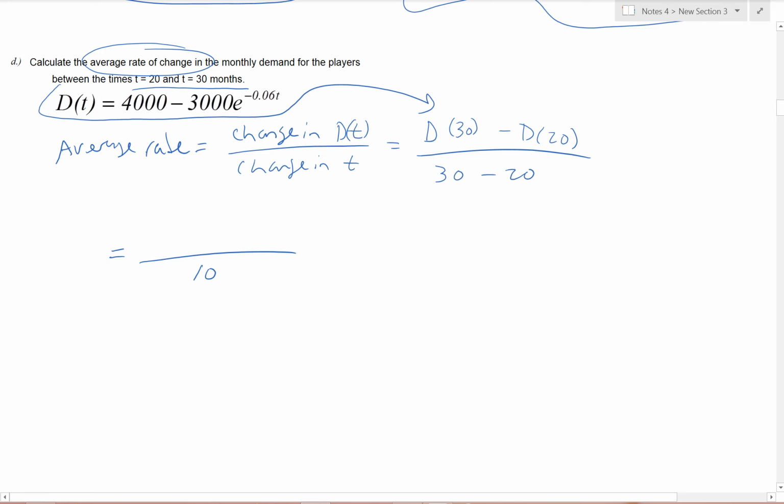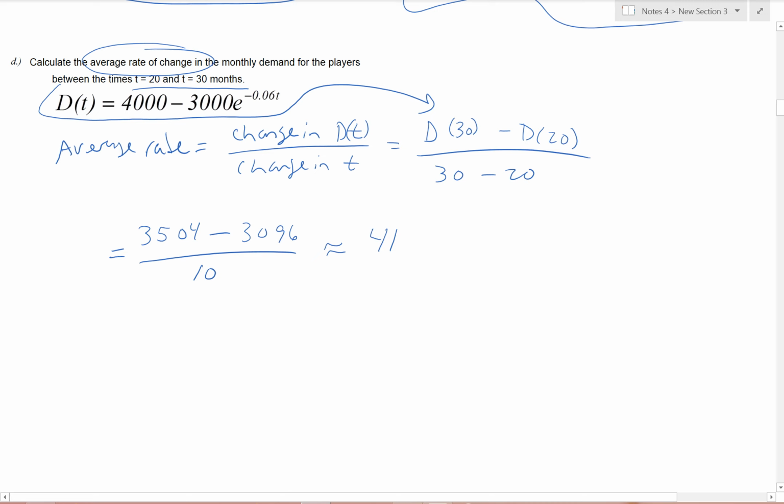And then I'm going to plug 30 into the demand equation and 20 into it, and I'm going to round to the whole Blu-ray player. So I'm going to plug those in. When I plug in 30 into the original demand equation, it comes out 3,504. When I plug in 20, it comes out 3,096. And then simplify, and again I'm going to round to the whole number. When I round, it rounds to 41, and so remember, that's not the answer.